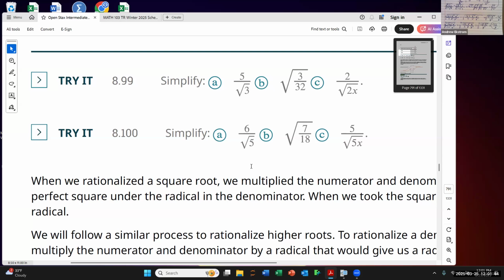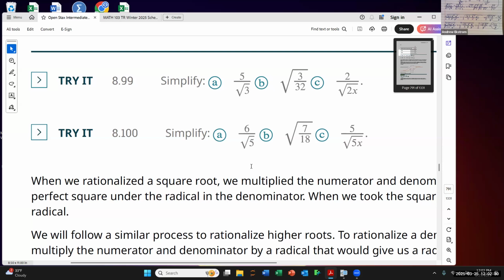The ones that are in the middle, they're horrible. Now you could multiply numerator and denominator by square root of 18, at least for the square root of 7 divided by 18. Then you have to simplify it. Another thing you can do is recognize that 18 is 9 times 2. Square root of 9 is 3. Square root of 2 is square root of 2. So if you recognize that, multiply the numerator and the denominator by the square root of 2 only, and you already have your simplified answer.